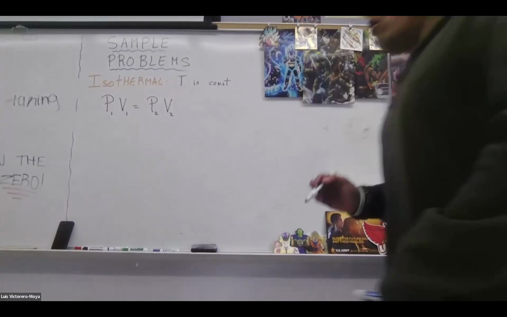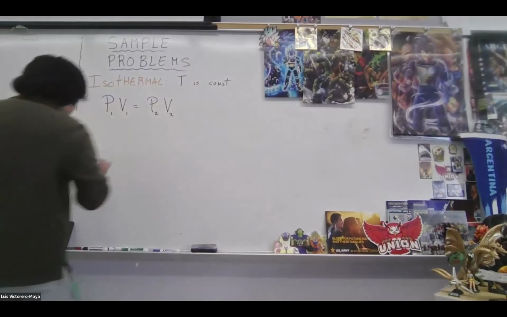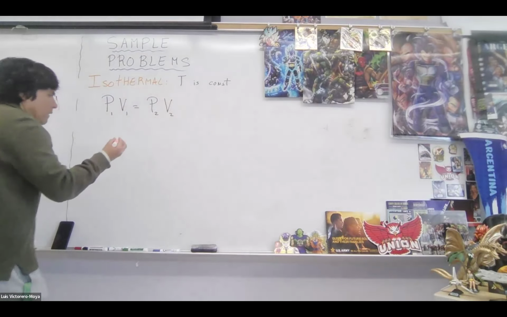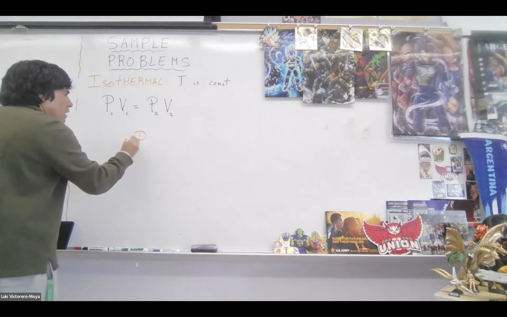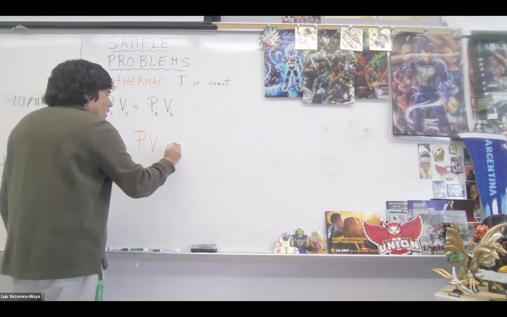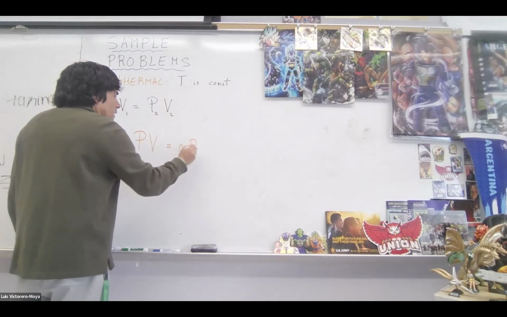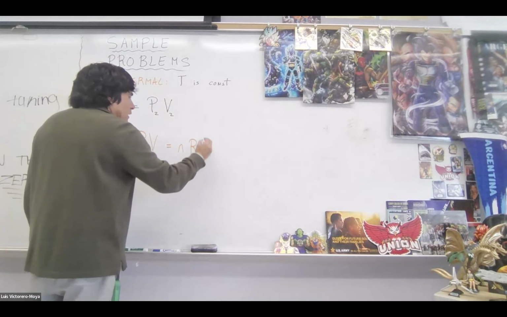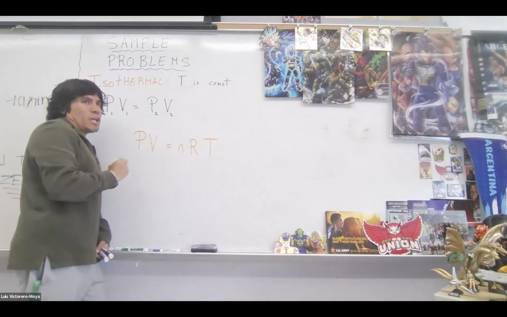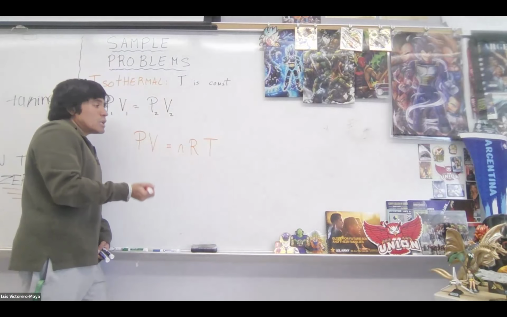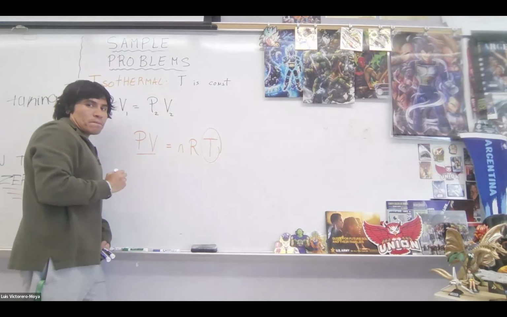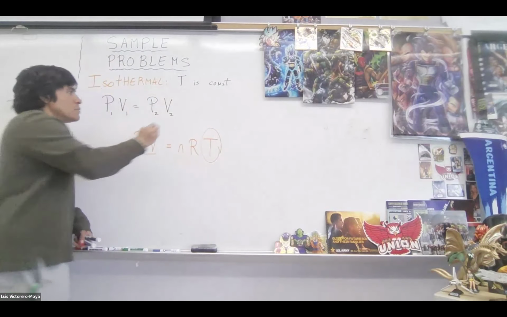The ideal gas law is P, pressure in atmospheres, times volume in meter cube, equals number of moles, the ideal gas constant, and the temperature in kelvins. If the number of moles of a gas doesn't change, that means that the mass doesn't change, and you keep this constant, then this has to be constant. That's why you have this. This is Boyle's law.